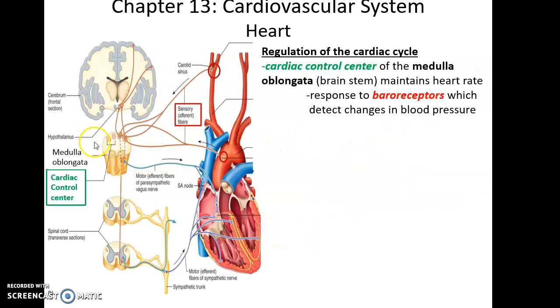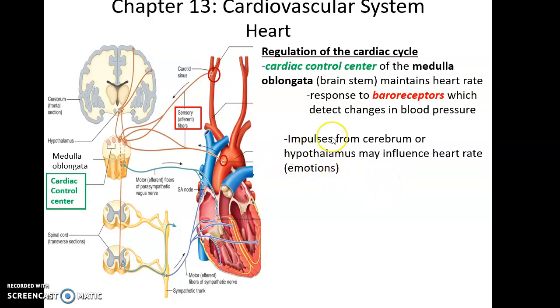And they are controlled via the cardiac control center found in the medulla oblongata. So the medulla oblongata is able to control the rate of the heartbeat, and it receives information from baroreceptors, receptors within the walls of the large arteries that are detecting changes in blood pressure.